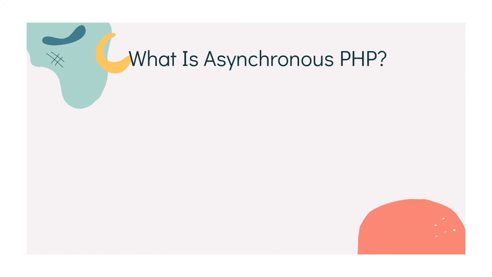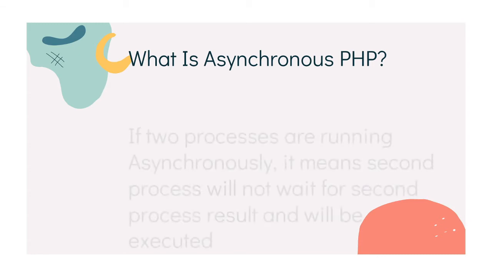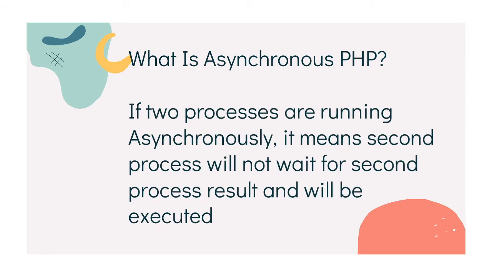So what is asynchronous PHP? If two processes are running asynchronously, it means the second process will not wait for the first process's result and will be executed. In synchronous mode the script stops and waits for the server to send back a reply; asynchronously, the server allows the page to continue to proceed and handle the reply if and when it arrives.